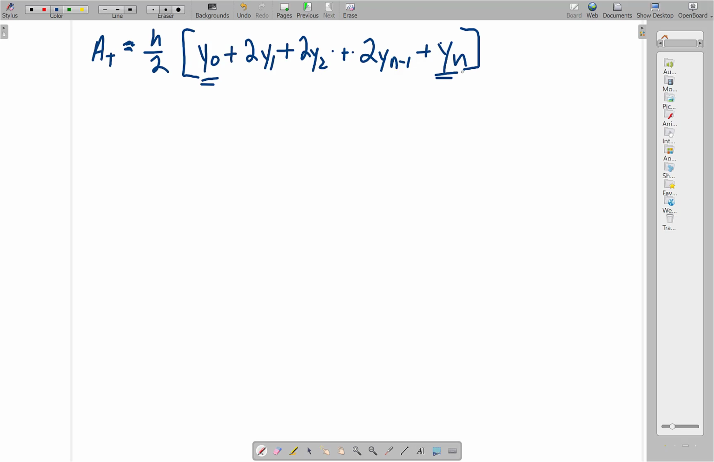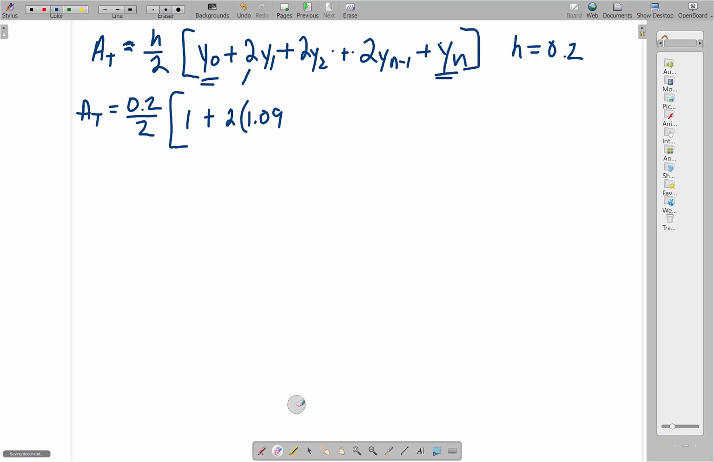So in our problem, we had that h was equal to 0.2. We had that y1 was equal to, well, I'm not going to write them all again because that would be a colossal waste of our time. So let's just put it into the formula. So I get the area, the trapezoidal rule, is equal to 0.2, because that's h, divided by 2, times, what was y0? If you go back to the previous page, y0 was equal to 1, plus 2 times, what was y1?